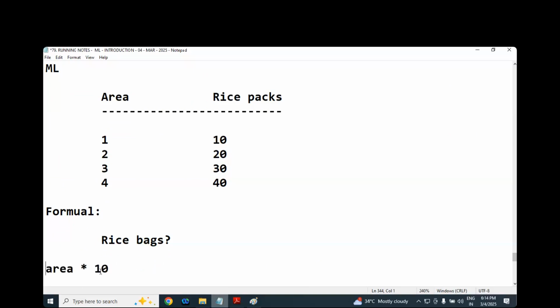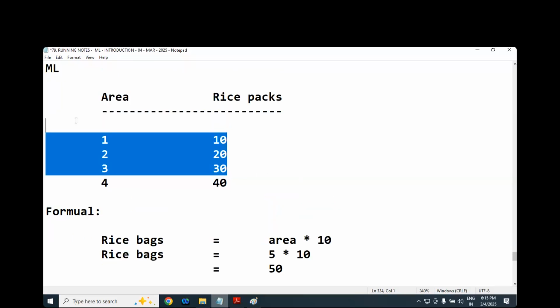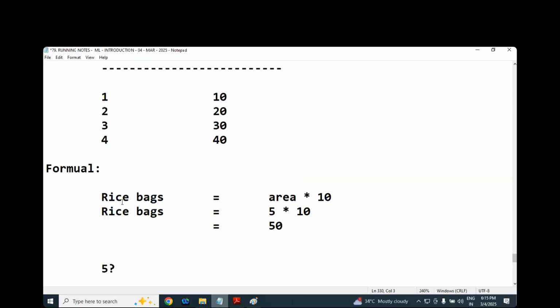Do you want to know about the rice packets? Area into 10. Daniel, especially I wanted to know for 5 acres, what exactly will happen? Area into 10, the total rice packs. Are you taking a calculator? No, right? 5 into 10. What is the rice packs? Exactly. If you give this data to the machine learning algorithm, the ML algorithm will come up with this kind of formula.